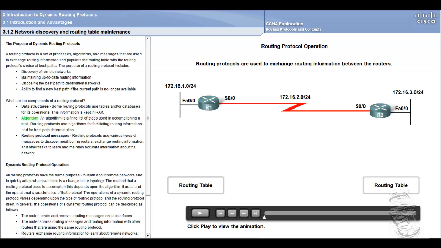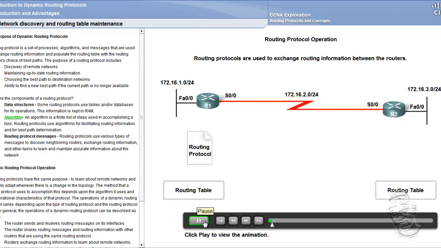What are the components of a routing protocol? Data structures: some routing protocols use tables and/or databases for their operations. This information is kept in RAM. Algorithm: an algorithm is a finite list of steps used in accomplishing a task. Routing protocols use algorithms for facilitating routing information and for best path determination. Routing protocol messages: routing protocols use various types of messages to discover neighboring routers, exchange routing information, and other tasks to learn and maintain accurate information about the network.